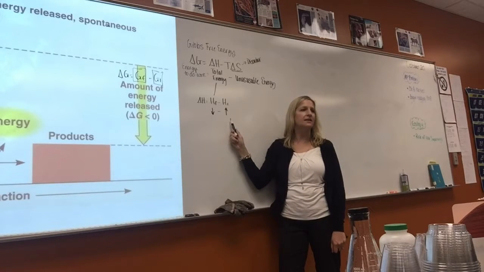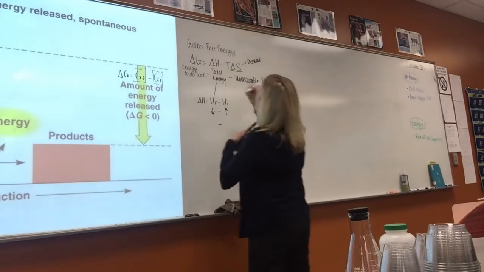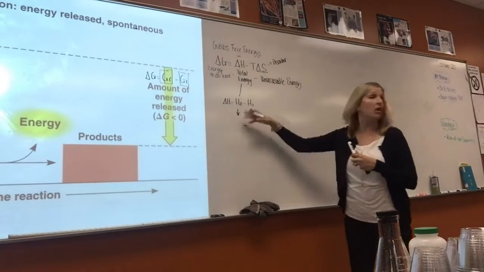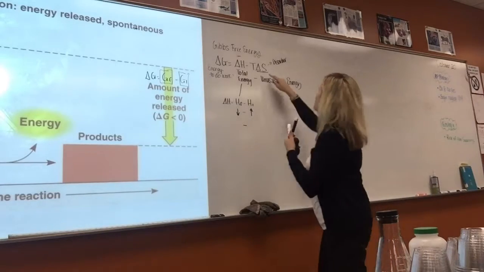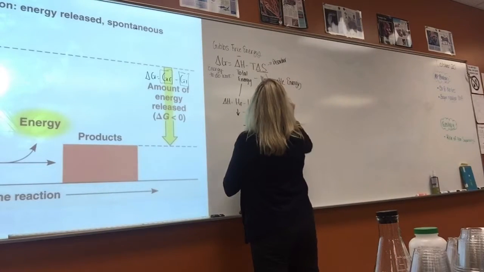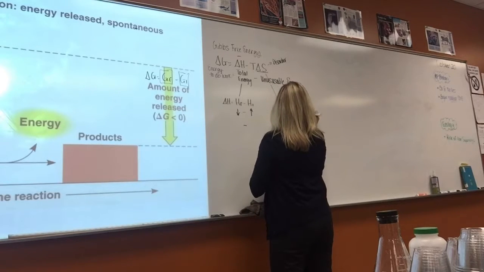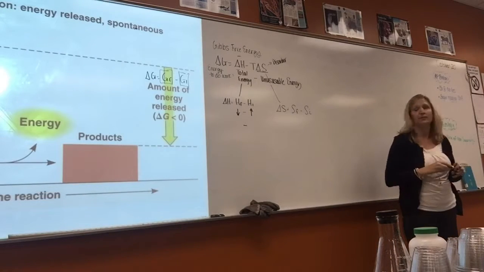Lower number minus higher number. What kind of number are we going to get here? A negative, right? So in this equation, for an exergonic reaction, delta H is going to be a negative number, always. All right? Then we look at this part of the equation. Let's look at delta S, S final minus S initial. Now S, remember, is disorder.